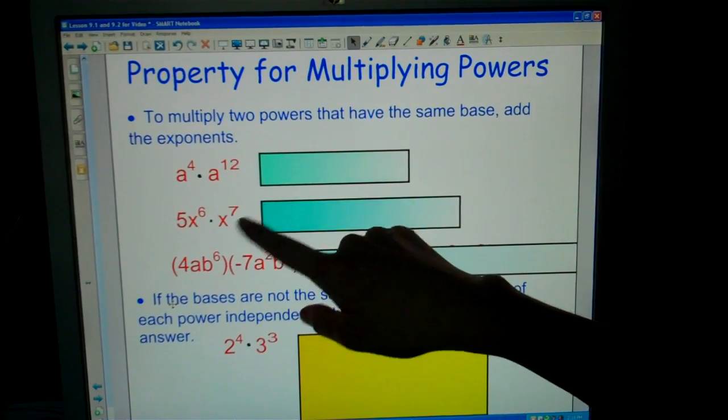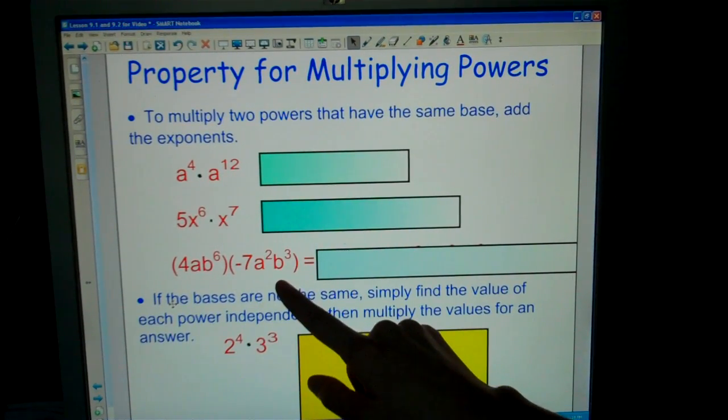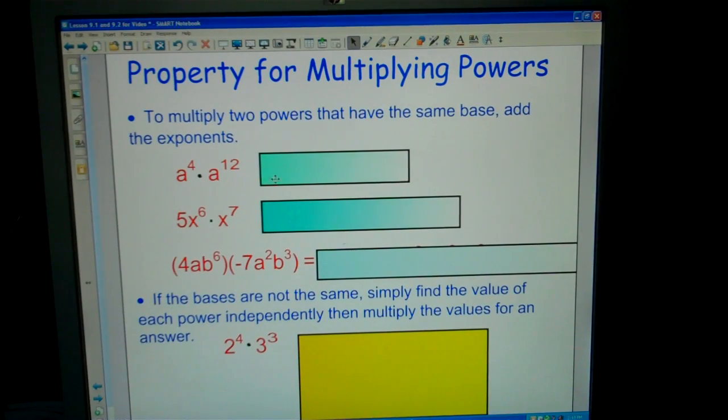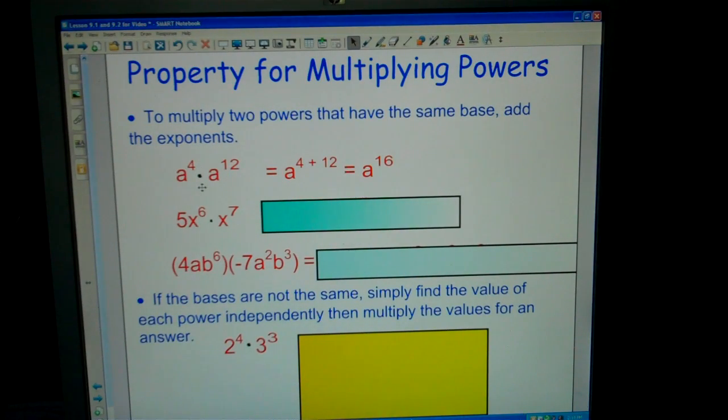This one definitely can do. This one maybe. This one looks pretty yucky, but I bet you can figure it out. So go ahead and pause and see if you can work your way through it. Bases are the same. Add the exponents. 8 to the 16th. Here we go.